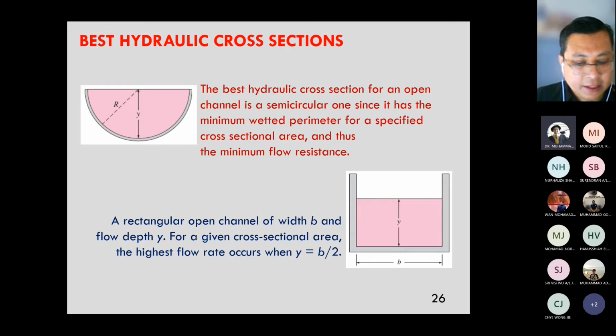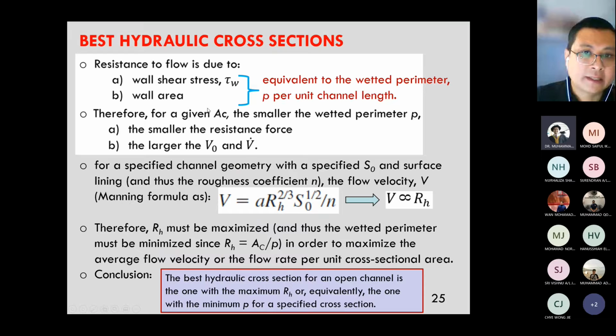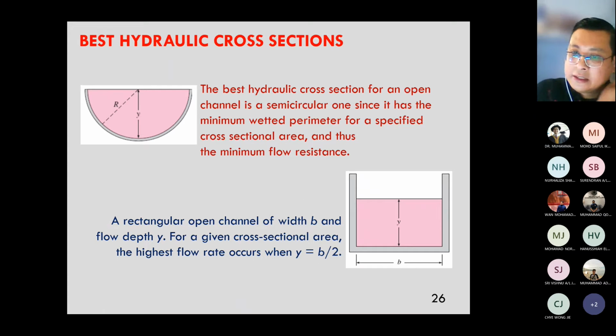This is the conclusion, a summary to get the best value, the best condition for each property. For hydraulics, how do we get the best? So we illustrate it with the cross section. The best hydraulic cross section for an open channel is a semi-circle. So this is the best condition. For a rectangular open channel of width B and flow depth Y with a given cross-sectional area, the highest flow rate Q occurs when Y equals B over 2. So if you want the best, Y is B over 2, half of B.